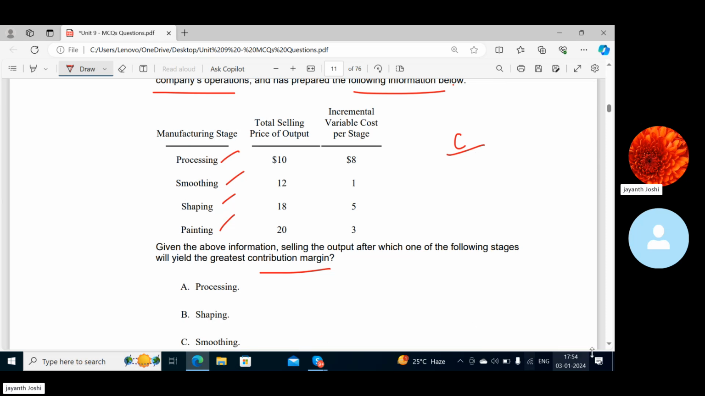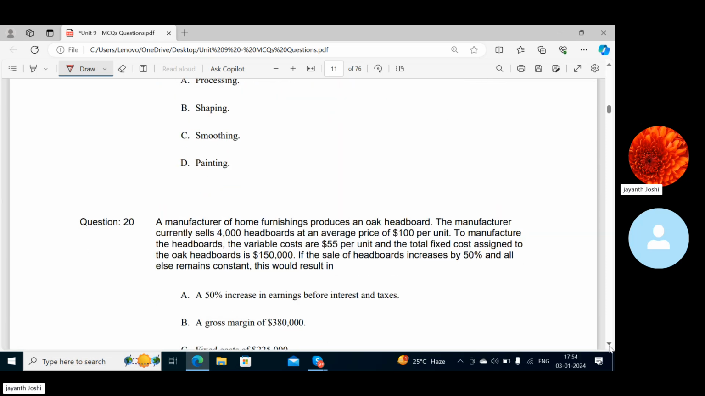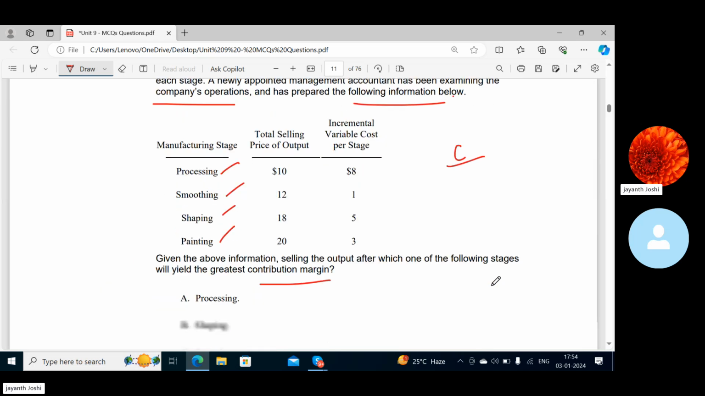They have not given the contribution margin ratio, so we will see the contribution. Contribution is equal to sales minus variable cost. Sales is 10, variable cost is 8, so contribution is $2. We will see how the contributions come out. The highest contribution one would be the better one, according to me. So, next one.